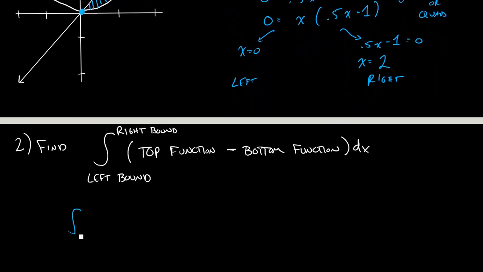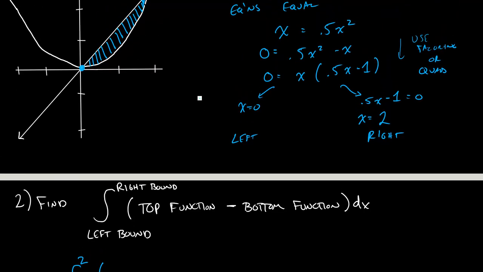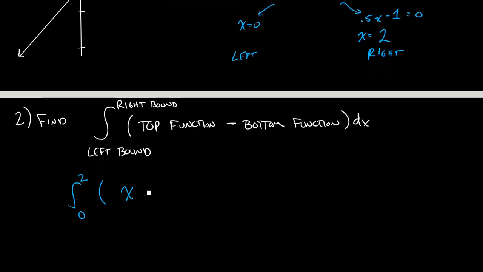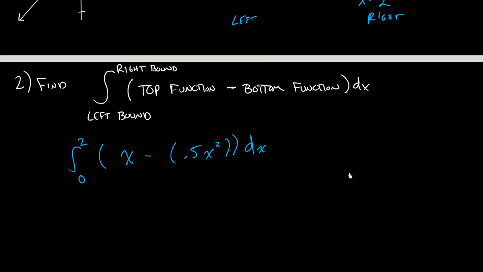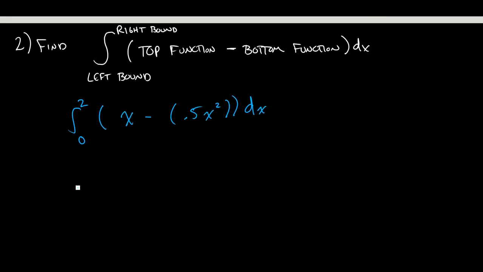Well, so here we want the integral from 0 to 2, our left bound to our right bound. Our top function here is x, right? Which function is greater in between? Our bottom function is 0.5 x squared dx, right? And so we can simplify this out a little bit more if you wanted to. We'd have x minus 0.5 x squared, just basically removing the parentheses.